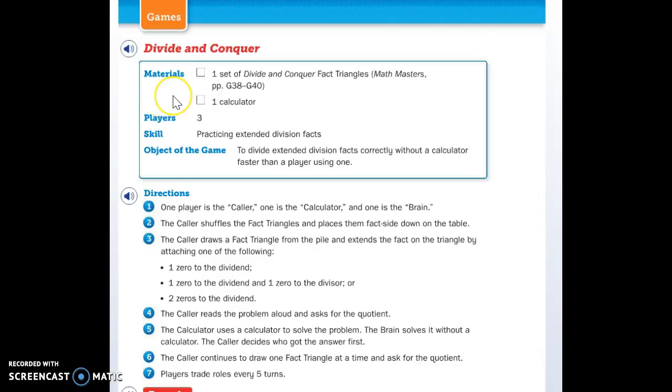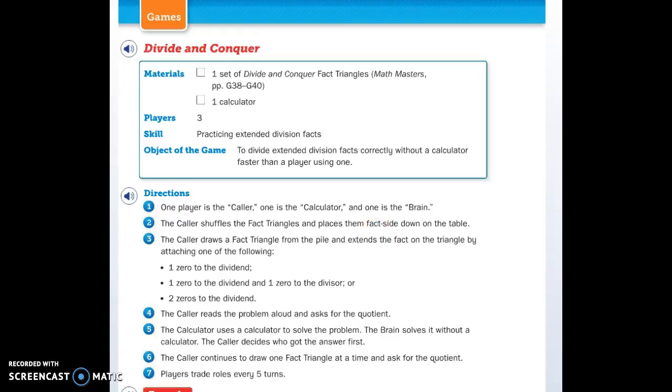Today we're going to play a math game called Divide and Conquer. This can be found on page 254 of your SRB if you want to follow along there, or if you have additional questions once we are done. For now though, just follow along on the screen here. I'll go through what you need and how to play this game. So you're going to need Divide and Conquer Triangle Fact cards and a calculator, as well as 3 people. This is a 3-person game. The skill we're practicing here is extended division facts.